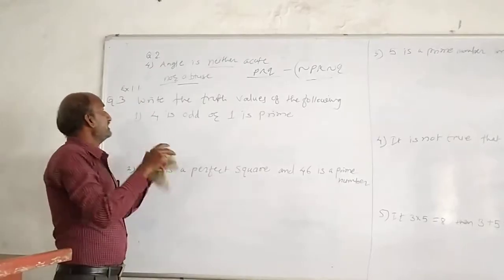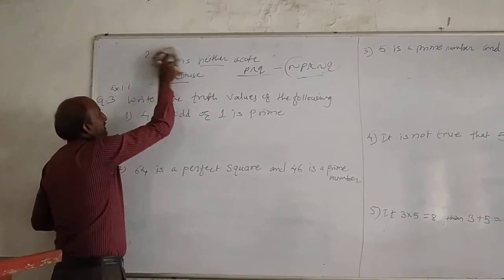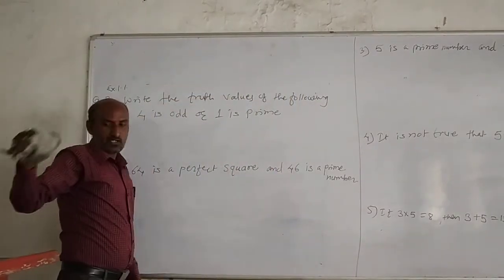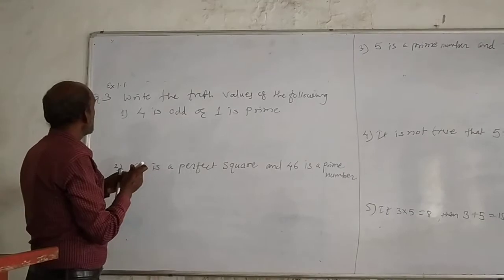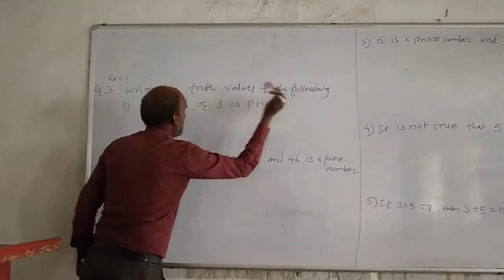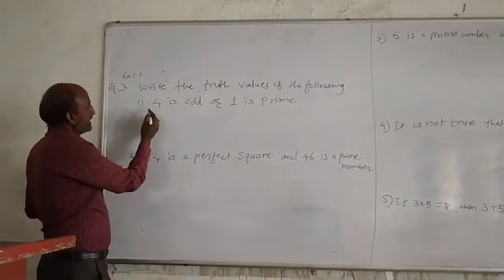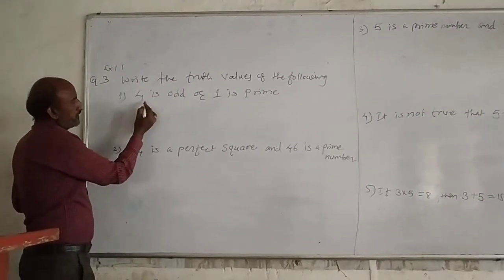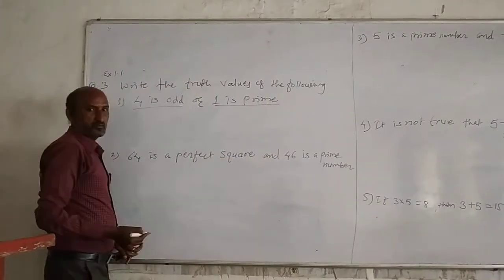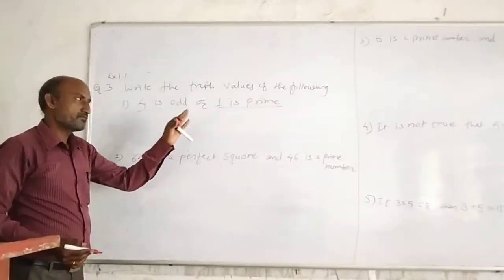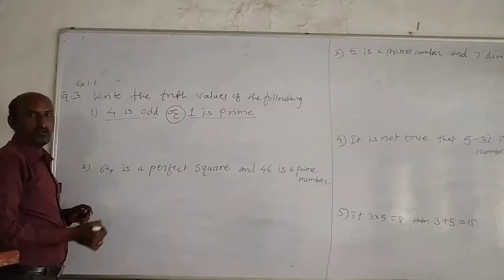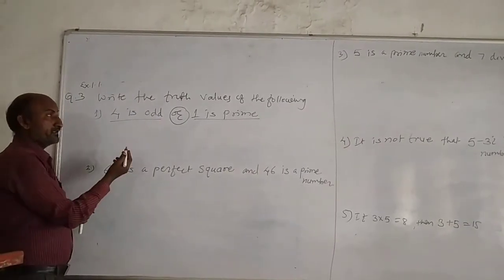Get it? Then today, let us take an example. Question number 3 in exercise 1.1. Write the truth values of the following. Here the statement is given. Question number 1: 4 is odd or 1 is prime. Here the connective is "or". Then how to write the solution?